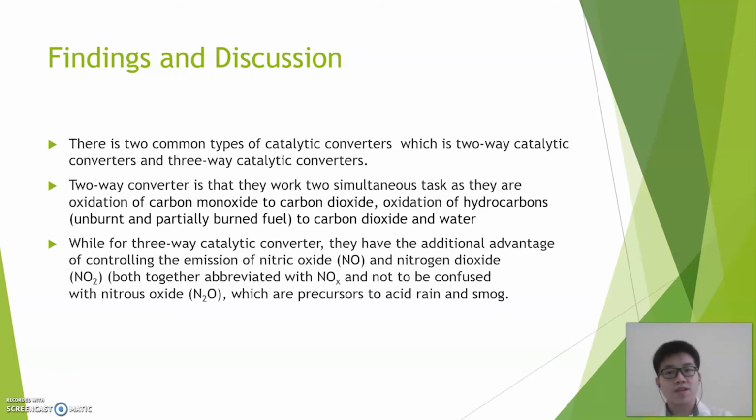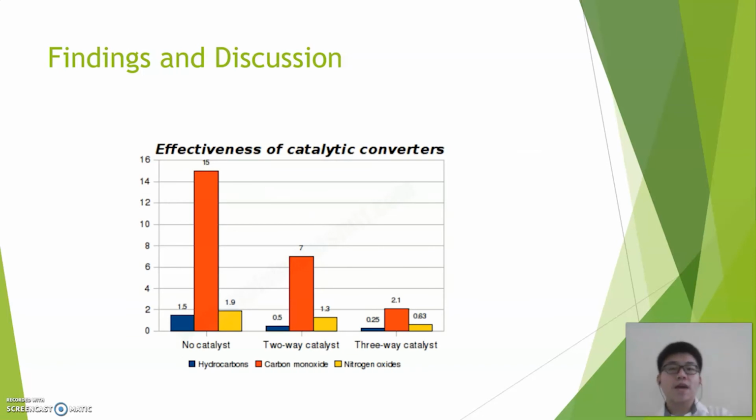Two-way converters work by two simultaneous tasks: oxidation of carbon monoxide to carbon dioxide, and oxidation of hydrocarbons, unburned and partially burned fuel, to carbon dioxide and water. While three-way catalytic converters have the additional advantage of controlling the emission of nitric oxide and nitrogen dioxide, both together abbreviated as NOx, and not to be confused with nitrous oxide, which are the precursors to acid rain and smoke. And this is the bar chart that shows the effectiveness of catalytic converters.